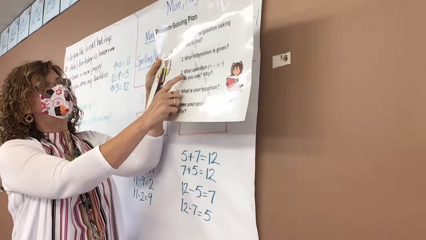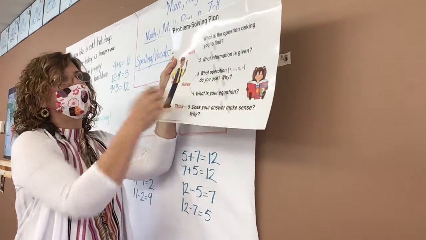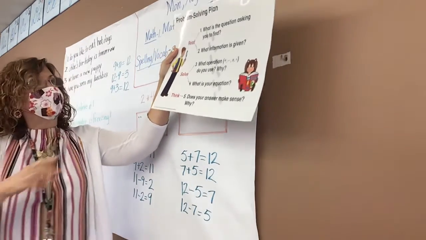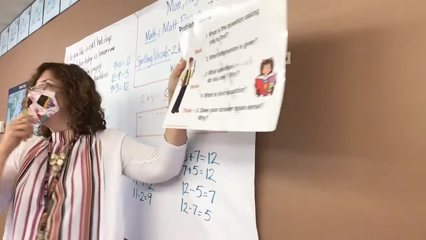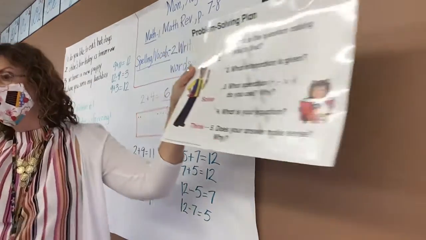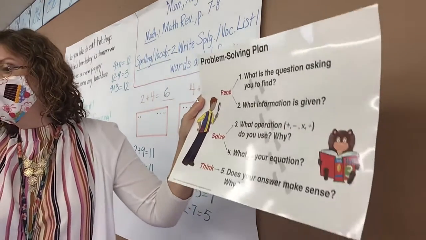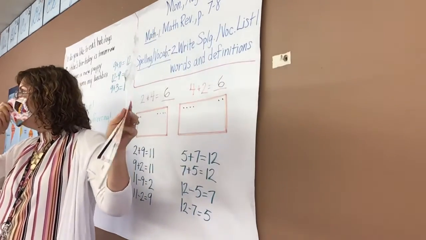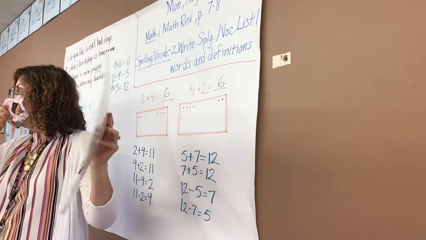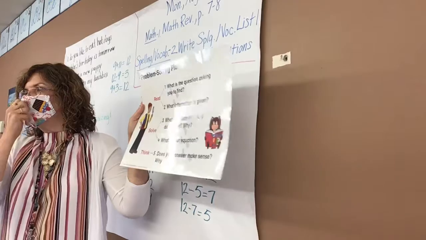Then we're going to solve. We have to figure out what operation we are going to do. Are we going to add, subtract, multiply, divide? What operation do we use, and why do we use that operation? And what is your equation? Your equation is the problem you use. Like the last problem we did was 4 plus 7 equals 11. To figure it out, we had to do 11 minus 4 equals 7. That's an equation. It's a plus or a minus or a multiplication or divide with an equal sign and the answer. And last of all, think, does your answer make sense?